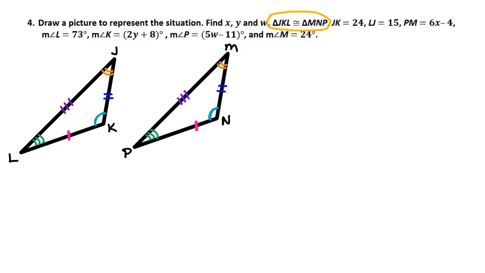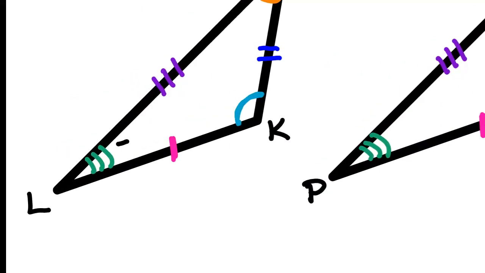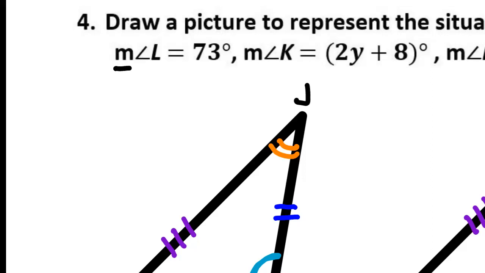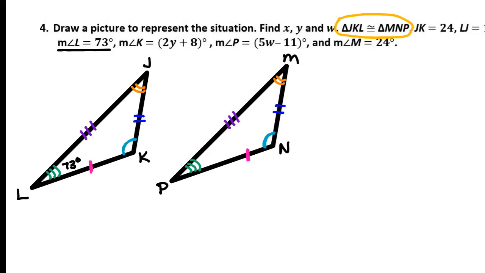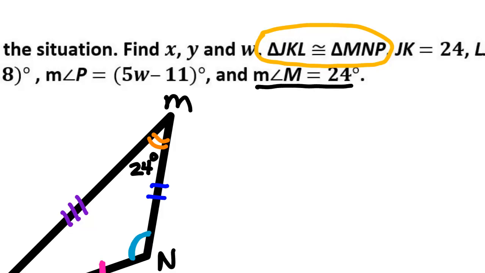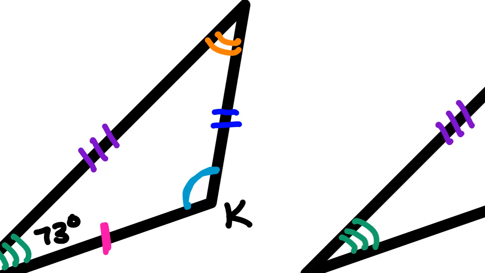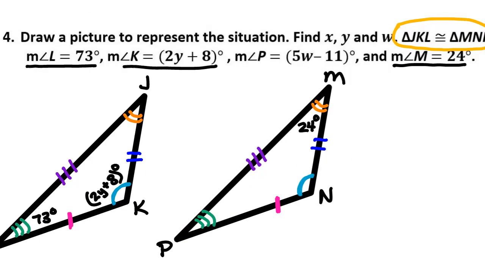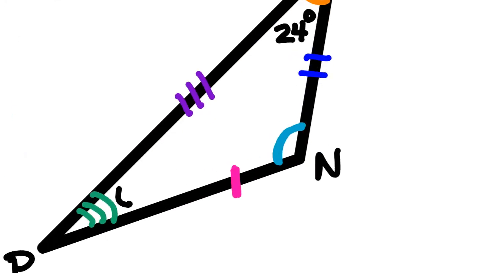What other information did they give us about these triangles? Did they give us any angle sizes? What angles did they give us? They gave us angle L. How big is angle L? 73 degrees. What else do we know? M. How big is M? 24 degrees. What else do we know? Angle K is 2y plus 8. What else? Angle P is 5W minus 11, so down here.